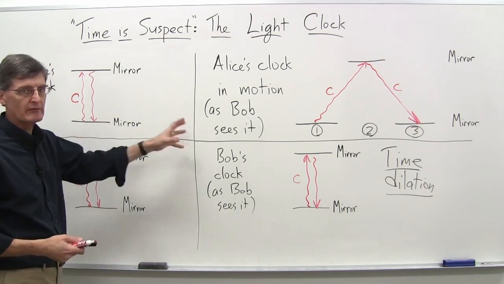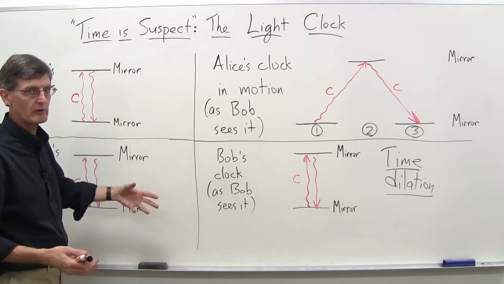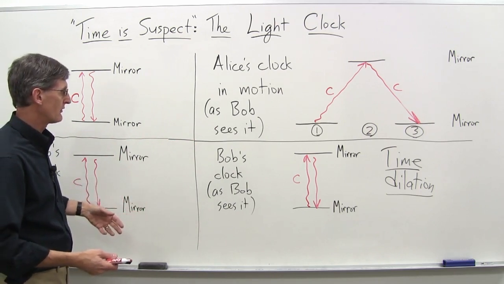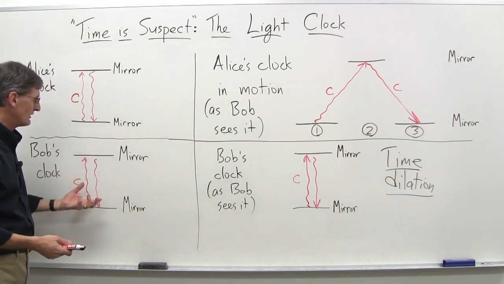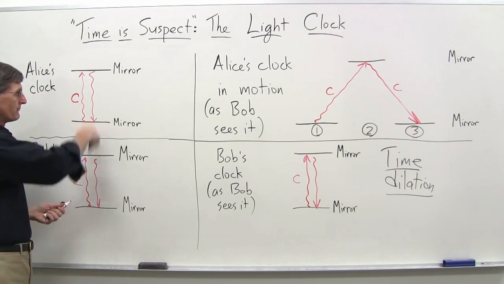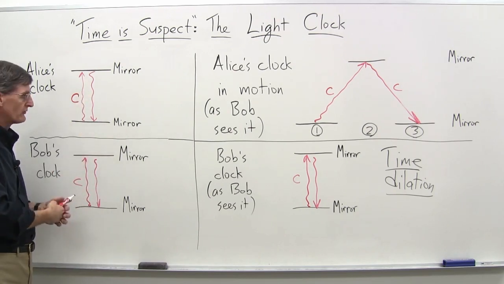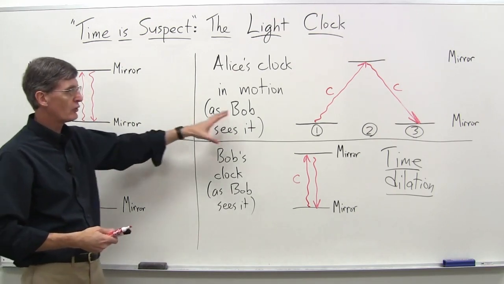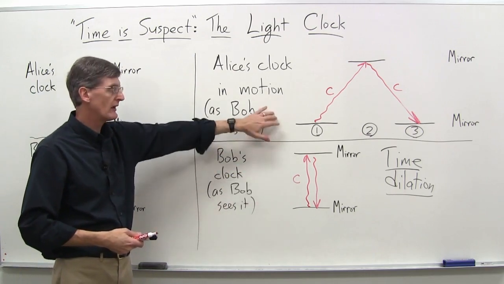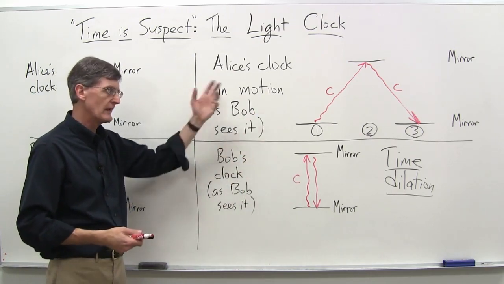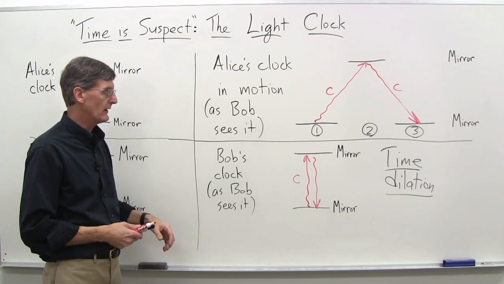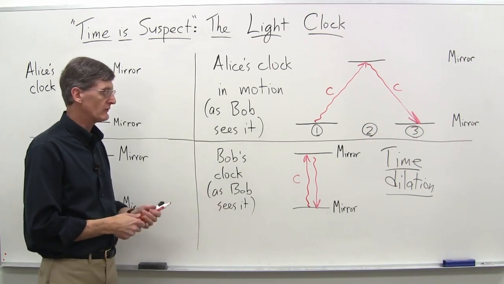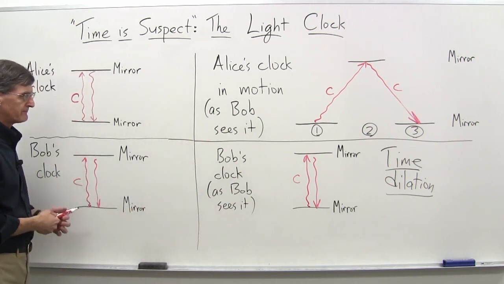This is a qualitative analysis of it. In our next video clip, we're going to do a quantitative analysis of it. But again, the idea is that two identical clocks both tick the same way, and you put one in motion, and Bob's observation of Alice's clock in this case, he's going to say, hey, Alice, your clock is running slow now. And she'd say the same thing about his clock as well.